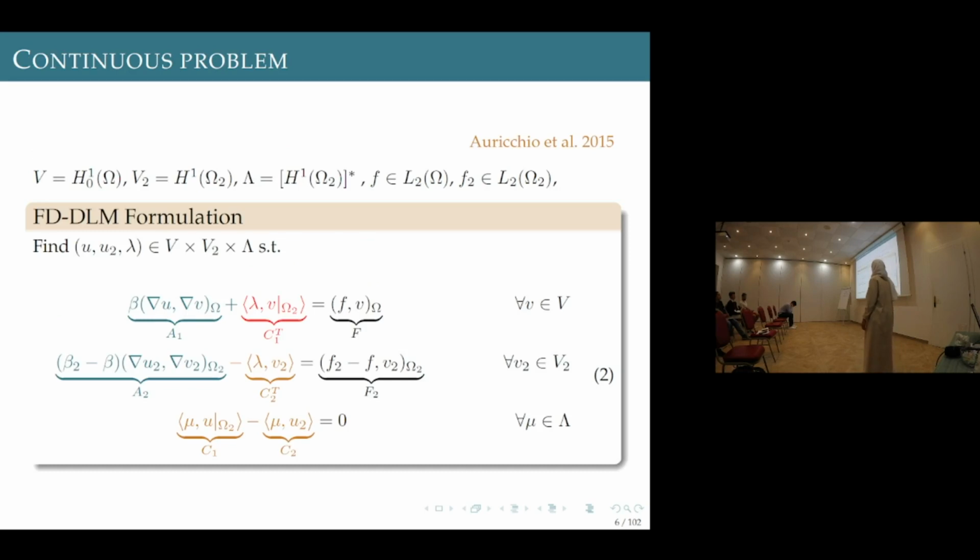We have V1 equal to H10 of omega 1, V2 equal to H1 of omega 2, and we choose lambda to be the dual space of V2. This is our problem, where the Lagrange multiplier terms were added to enforce the solution restricted to omega 1 to be equal to the solution u2.